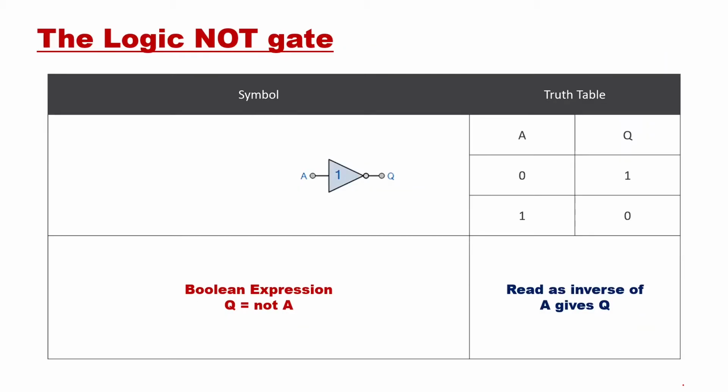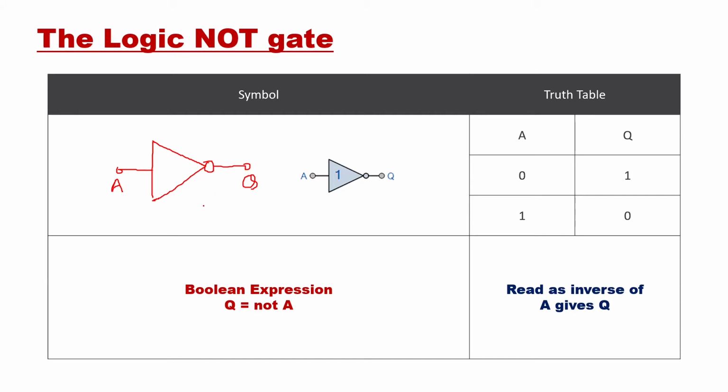Here, the first one is shown as the logic NOT gate. Can you see this diagram for the NOT gate? It is nothing but an arrow and a bubble. It has only one input and one output, so it is a relationship of one input and one output. This input you can name as A, and the output you can name as Q. You can name it any alphabet.